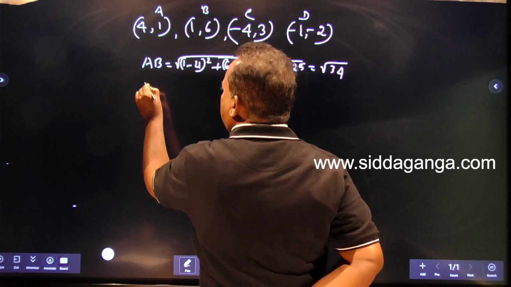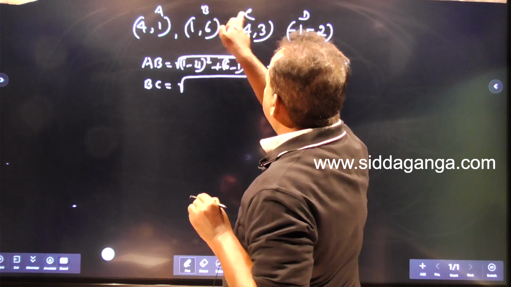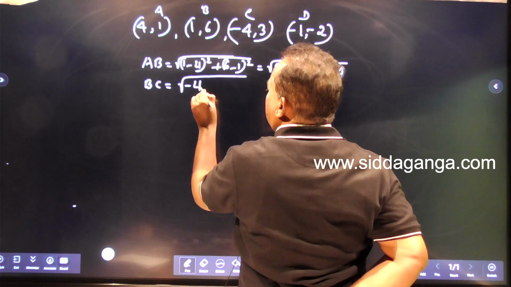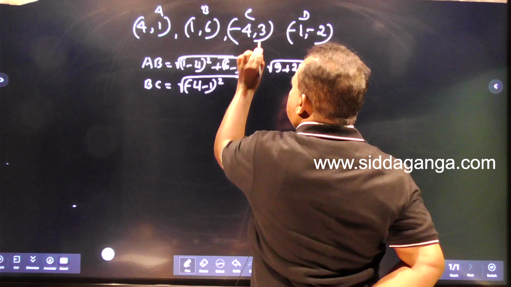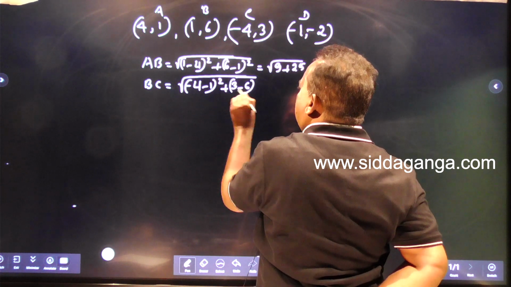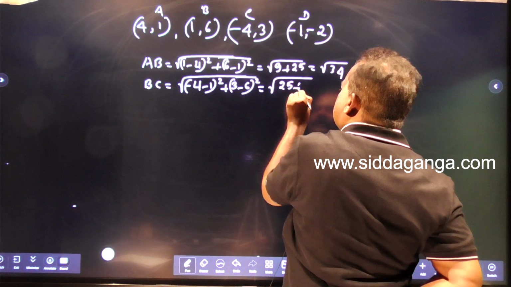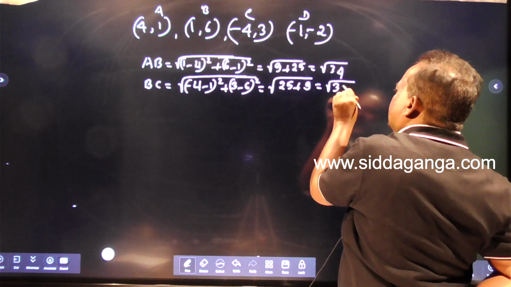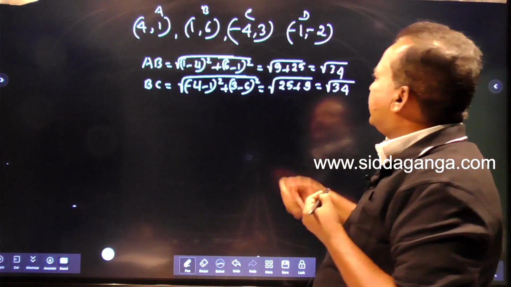Similarly, calculate BC. What is BC? Second and third vertex. Minus 4 minus 1 whole square plus 3 minus 6 whole square. Minus 5 whole square is 25 plus 3 square is 9. 25 plus 9 gives you root 34. So this is AB, this is BC. And then we can come to CD.